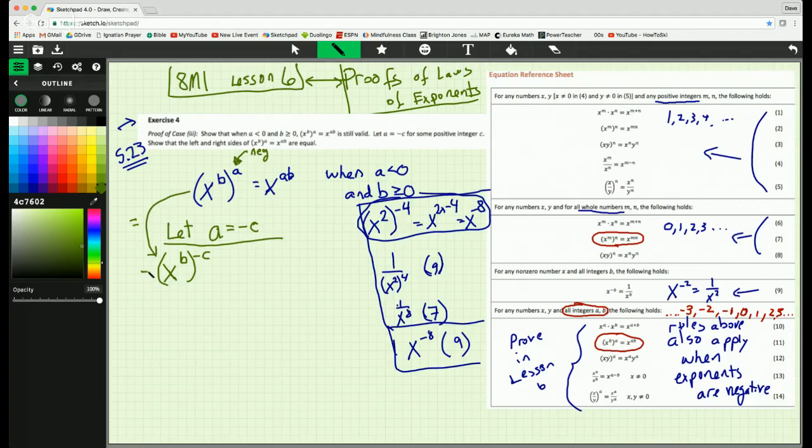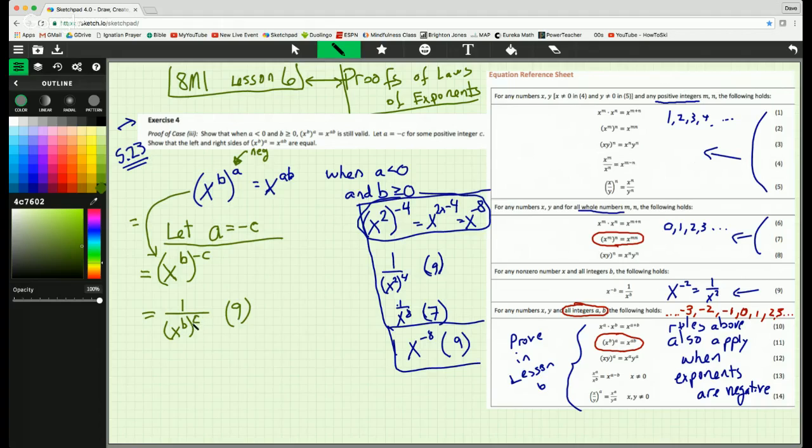Okay, so now if that equals that, then I can use rule number 9, which says that things to the negative power are that same thing, but to the positive power. And that's rule number 9, right? That says that x to the negative 2 is equal to 1 over x squared, just like x to the b to the negative c is by definition 1 over this thing here to the positive c power.